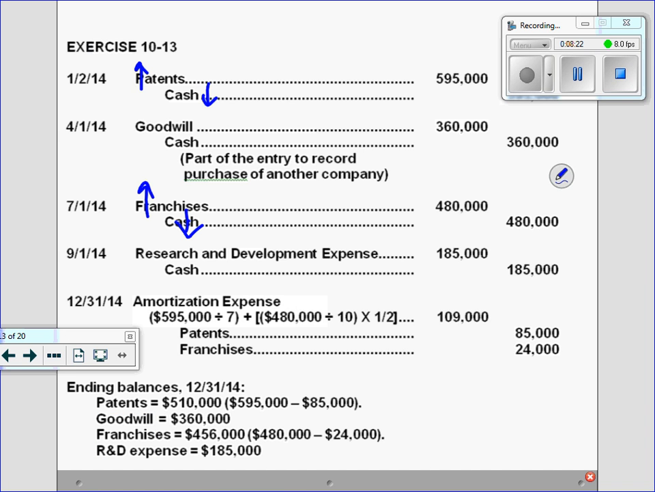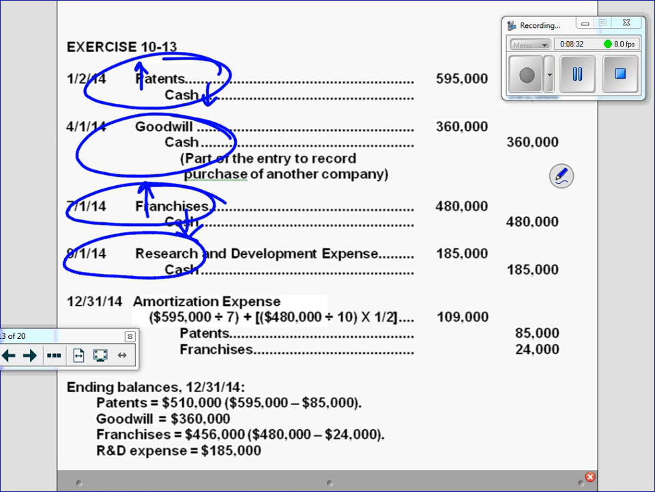We bought 4 things. We bought a patent, we bought a company, we bought a franchise, and we researched and developed. Why are we only seeing patents and franchises down here? Does goodwill lose value? No. This research and development expense is already expensed out, so we're not going to amortize it again. So they show you how they got the math there for it.